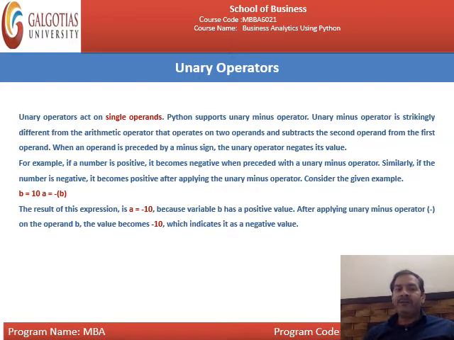Consider the given example: B equal to 10, A equal to minus B. B equal to what? 10. Then a comma is missing over here. You can append the comma after 10. Then you will check A equal to minus B. B is what? B is positive, that is 10 positive. But when you write minus, then it will be negative. The resultant of this expression will be A is equal to minus 10, because the variable B has a positive value, but after applying the unary minus operator on the operand B, the value becomes minus 10, which indicates it has a negative value. So this is all about the unary operator.